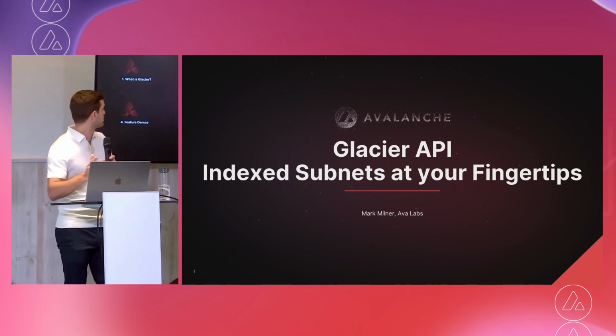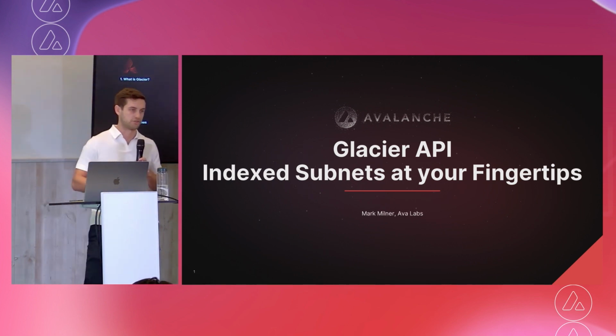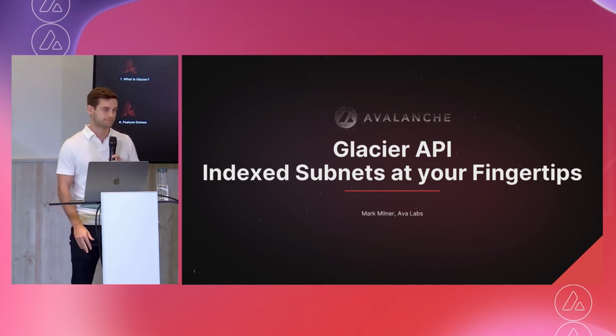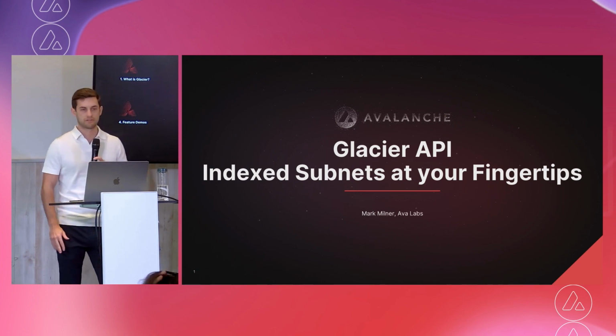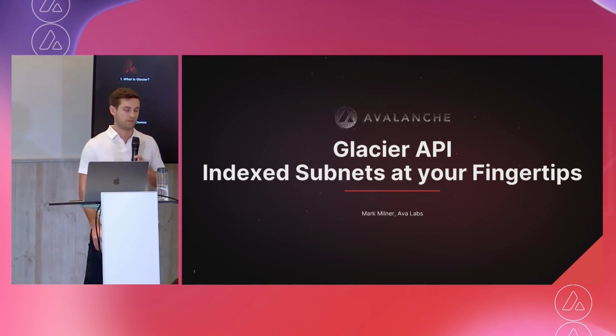So just a quick overview of what I'll be talking about today. I'll give a high-level overview of what Glacier is, and also I want to talk about why Ava Labs decided to build this API in-house as opposed to using existing services that exist on the market today. Then I'll give an overview of some of the features and dive a little bit deeper into some of the interesting features that Glacier supports. And at the end, I want to kind of show you where we're looking to take Glacier in the future. And I want to leave some time for questions and answers at the end that you might have.